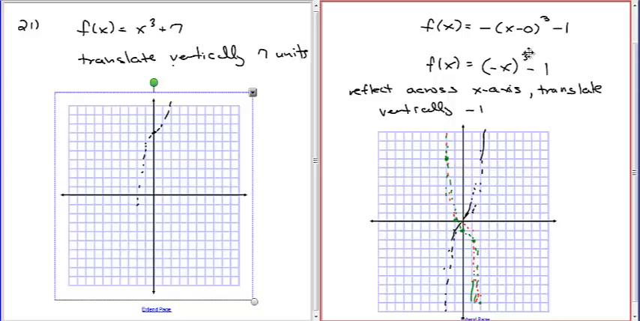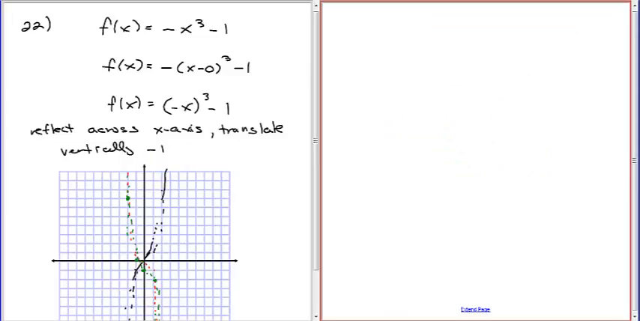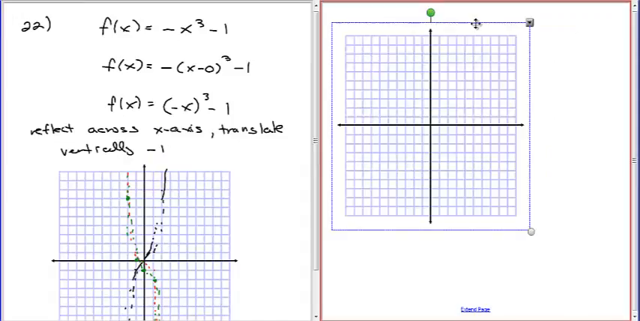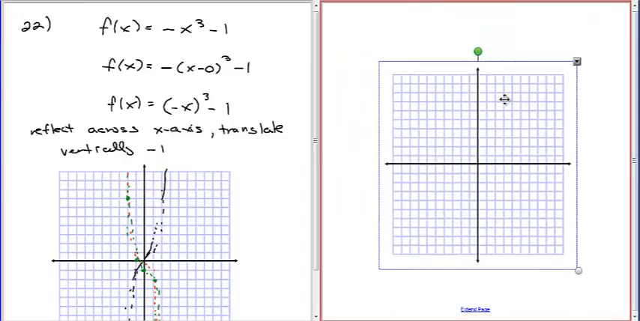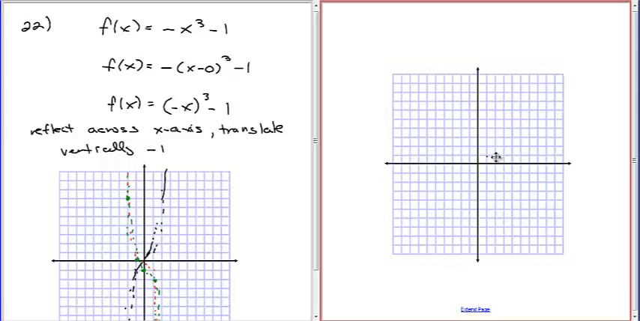Now, I said if you do this one, you get the same result. The way that one would work, let me just show you. From that perspective, you start out with your original parent function. So you'd go over 1, up 1, over 2, up 8, over 1, down 1, over 2, down 8. So that's my original function.